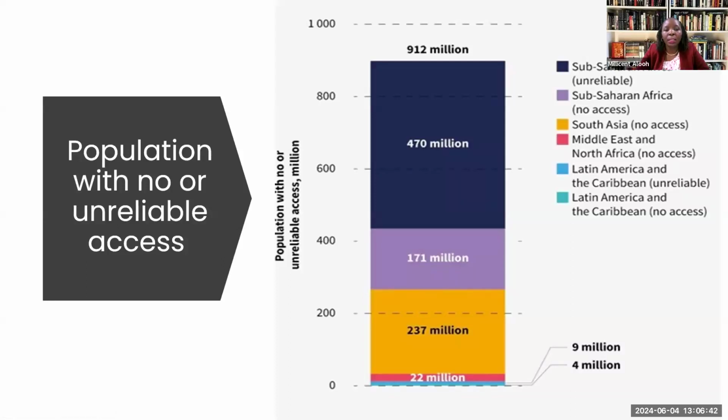If you look at this data, you will see that 470 million people in sub-Saharan Africa have access to unreliable power, meaning that at any given time these people either have power fluctuation, or are in complete darkness, or have power that is not able to drive the medical devices in the healthcare facilities.